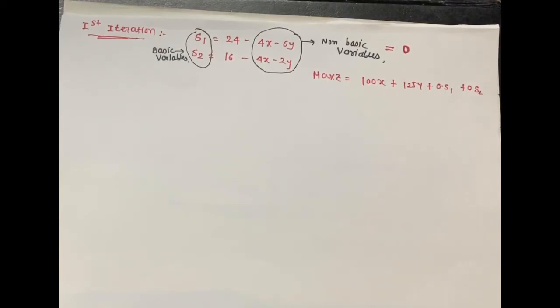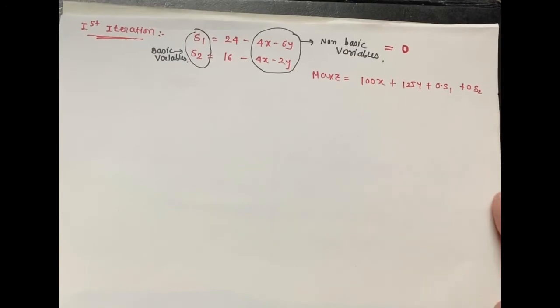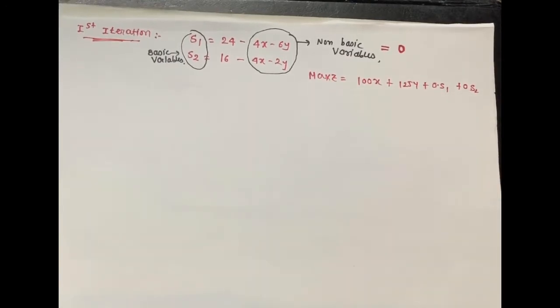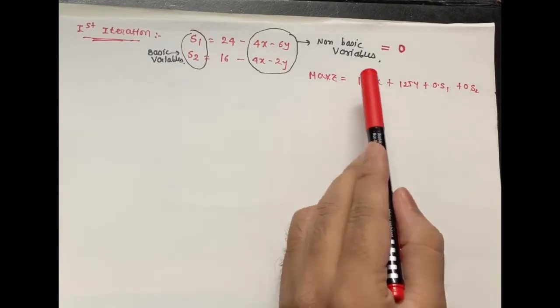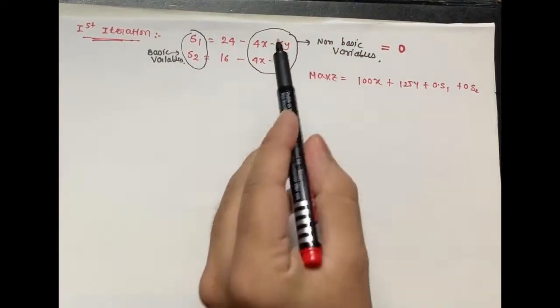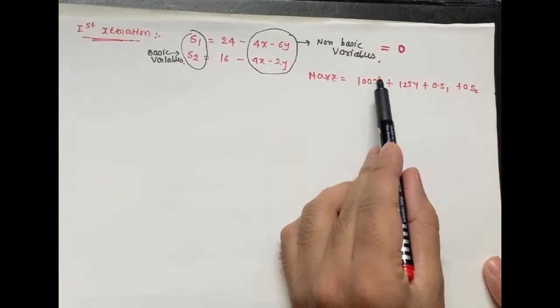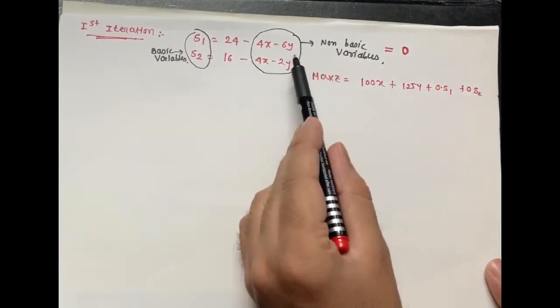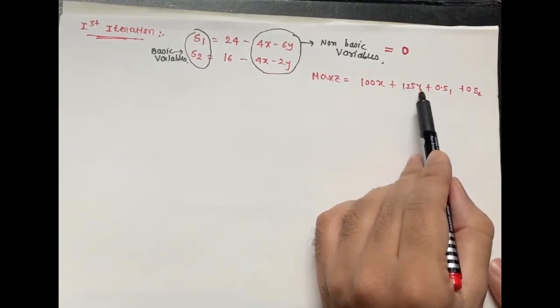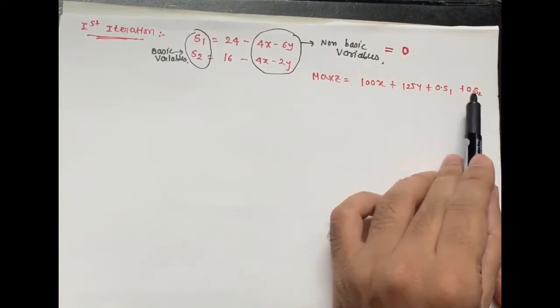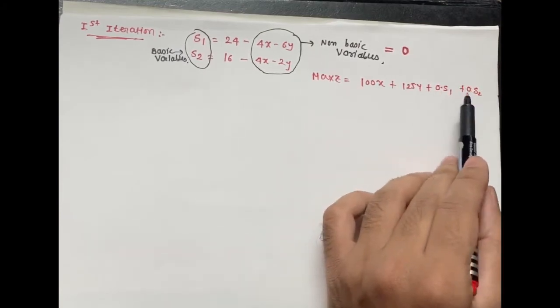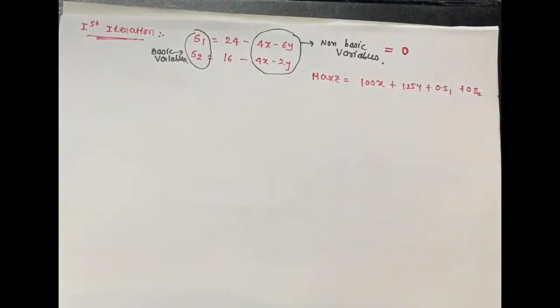So if I pay attention to this objective function right now, what is the value of my profit? What is the value of z? So the value of z currently I have as 0. Why 0? Because x is my non-basic variable, it has a magnitude 0. y is again a non-basic variable, it has a magnitude 0. s1 and s2 have coefficients of zero. So this entire function currently has a magnitude of 0.